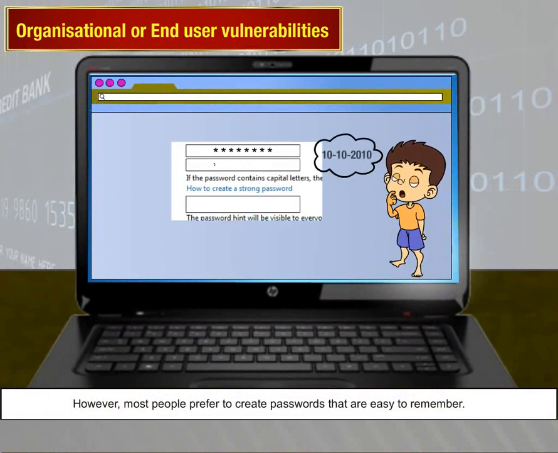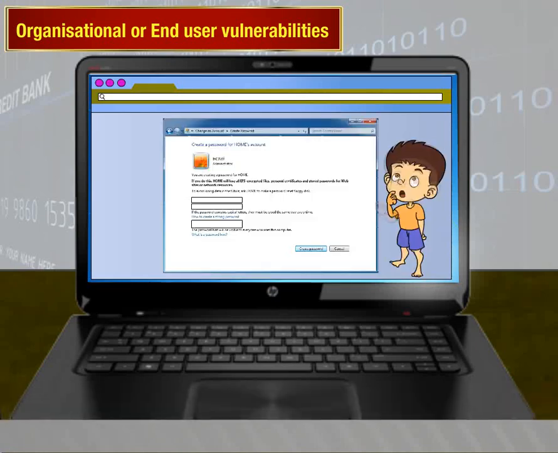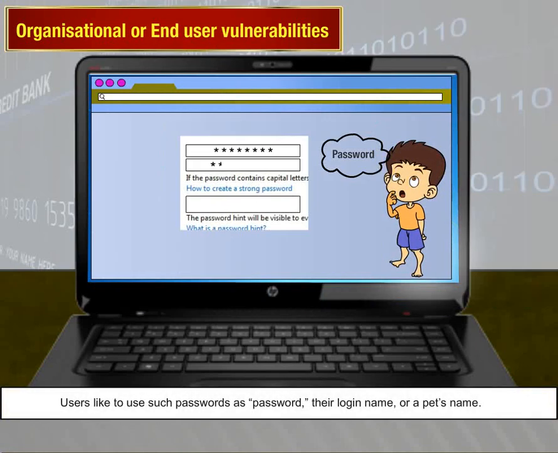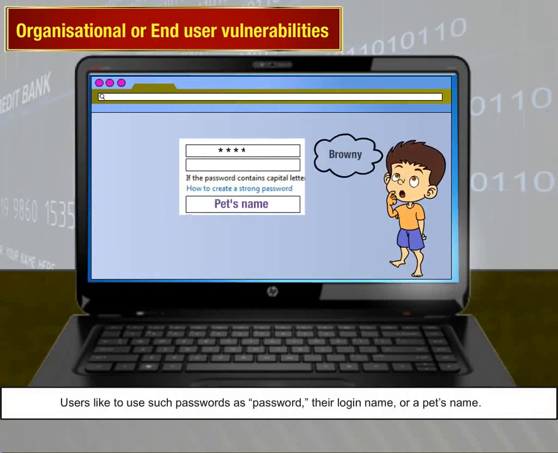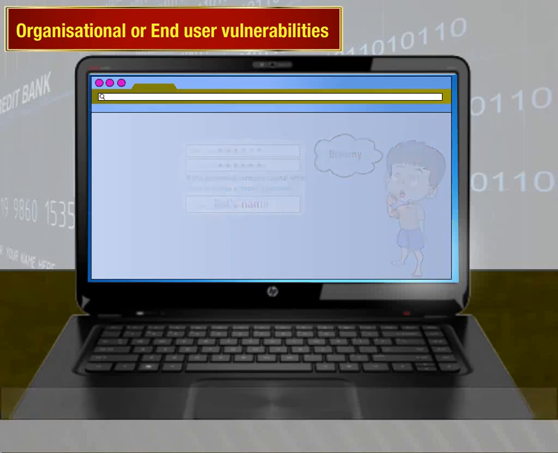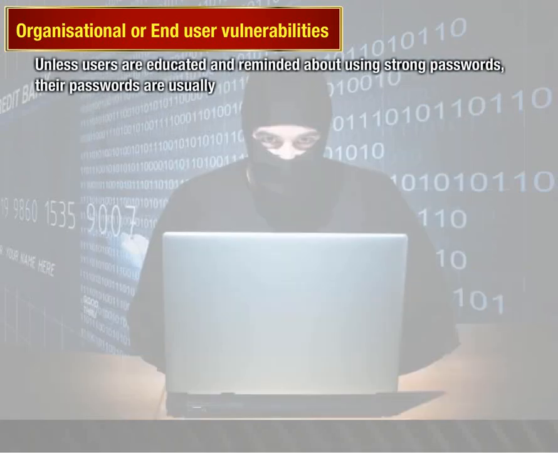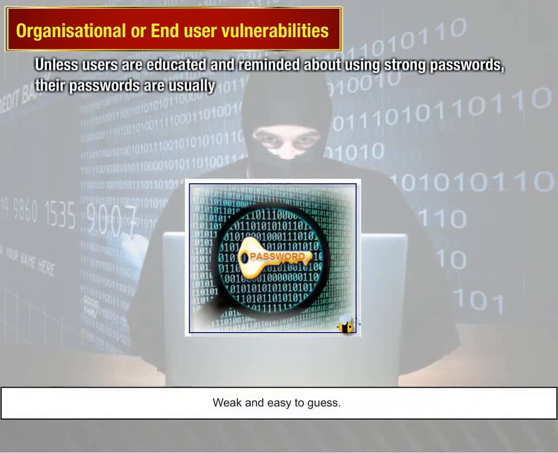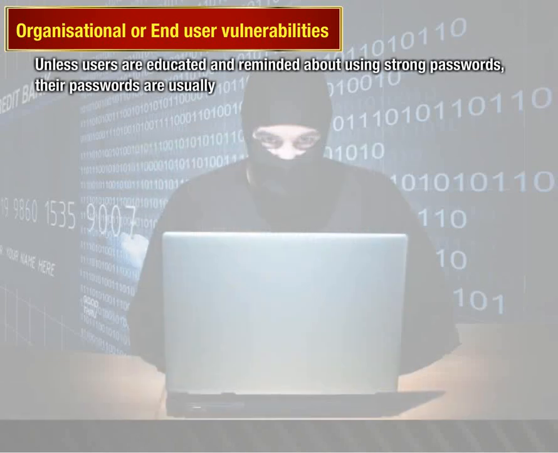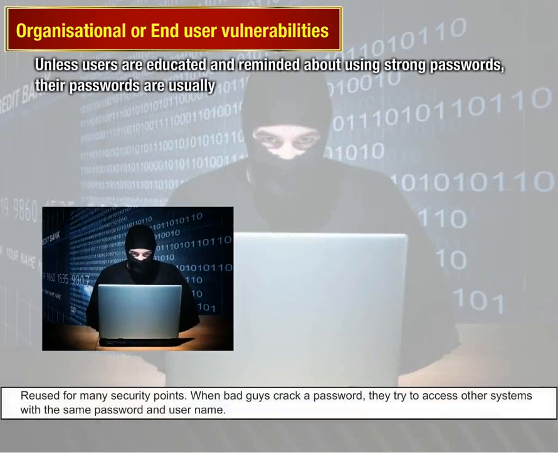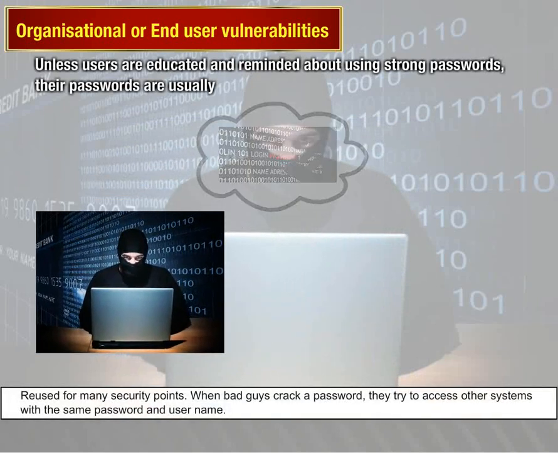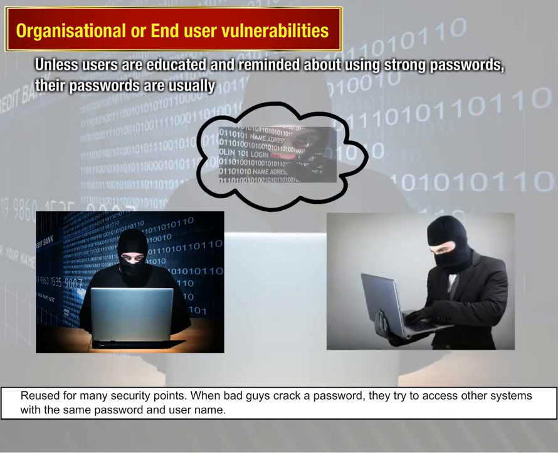Most people prefer to create passwords that are easy to remember. Users like to use such passwords as "password," their login name, or a pet's name. Unless users are educated and reminded about using strong passwords, their passwords are usually weak and easy to guess. They are seldom changed and reused for many security points. When bad guys crack a password, they try to access other systems with the same password and username.